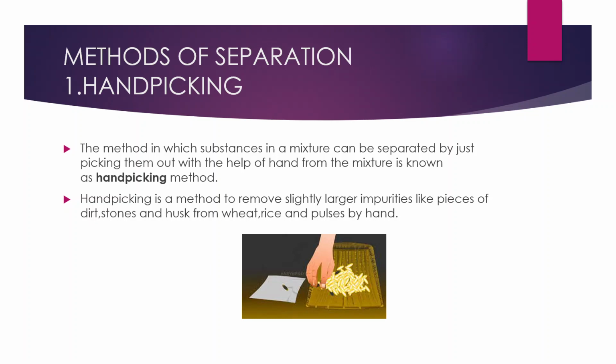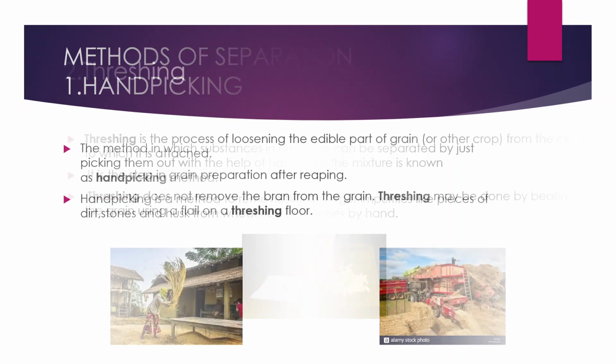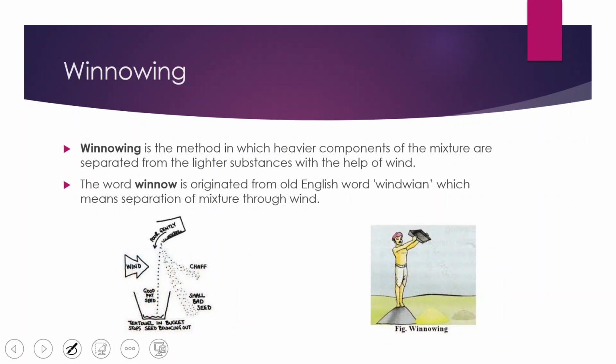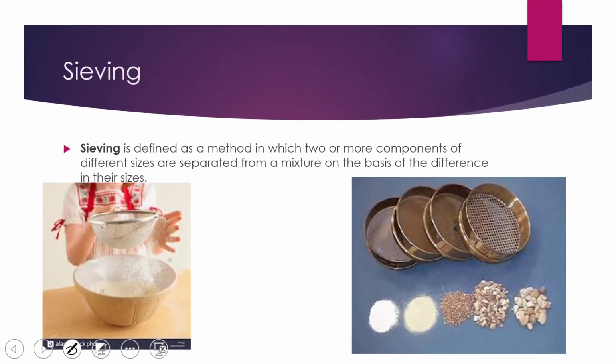So children, we have started the chapter separation of substances and we are going through the methods of separation. We have already completed hand picking, then we have completed threshing. We have also read about the process called winnowing. Then we have done sieving.